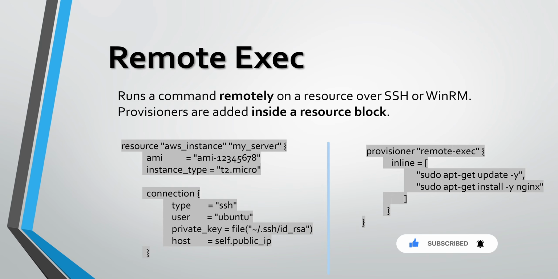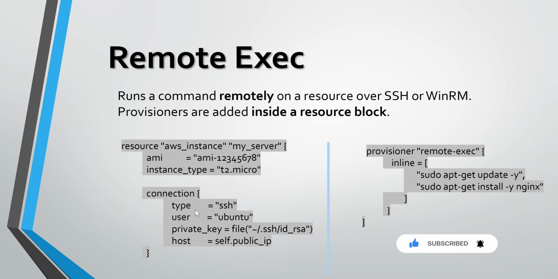Now let's take a look at remote-exec. This will help you run commands remotely on your resource over SSH or WinRM. If you are creating an Ubuntu or Mac instance, then go for SSH. For Windows, you can use WinRM. Provisioners are added inside the resource block, of course. Since we are performing operations on the remote host or remote instance, we have to connect to this instance before running the provisioner section. So in remote-exec, you have to provide a connection, and in that connection you have to specify the connection method.